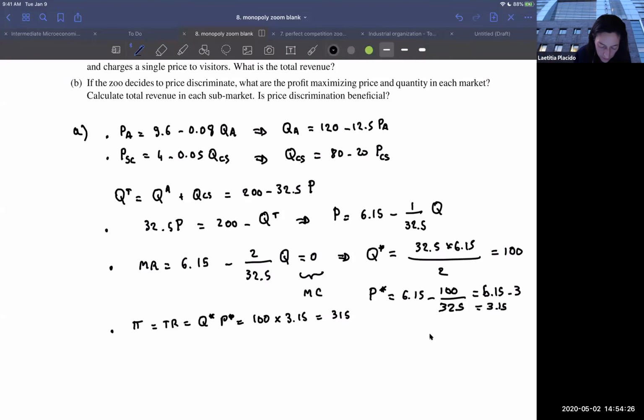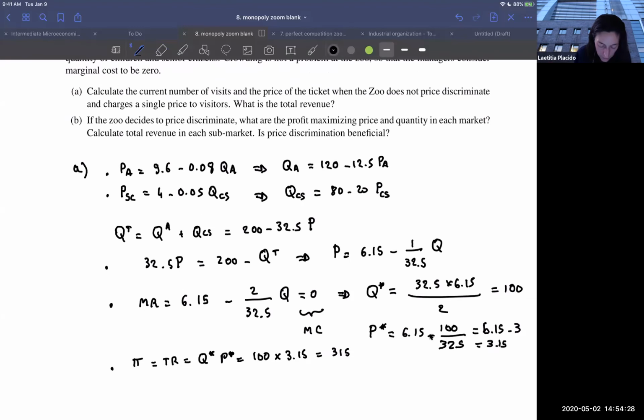Now, the second question is going to assume that the monopolist actually price discriminates. And again, what are the maximizing price and quantity in each market? So this time we're going to get two prices and two equilibrium quantities. We are also going to calculate the total revenue and compare it to what we find in question A.